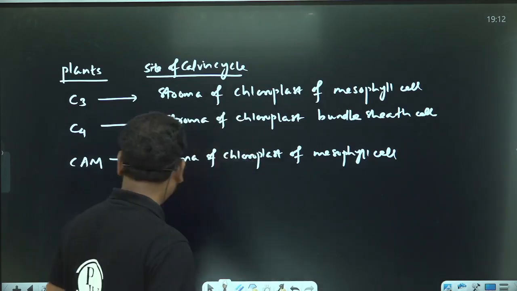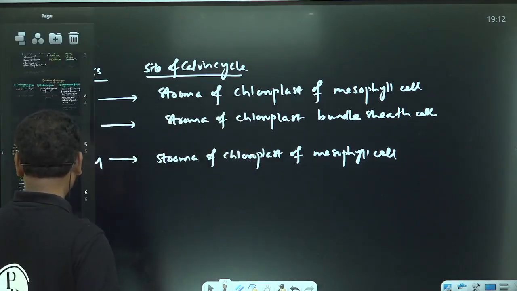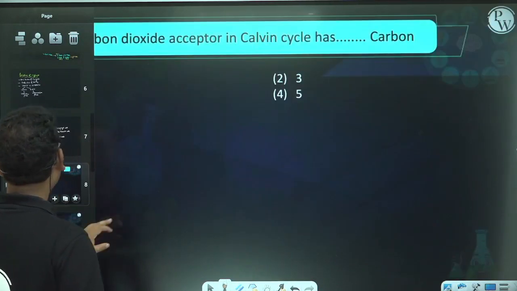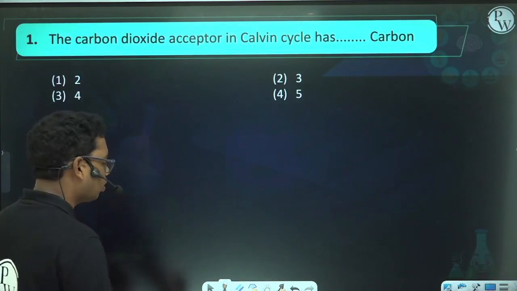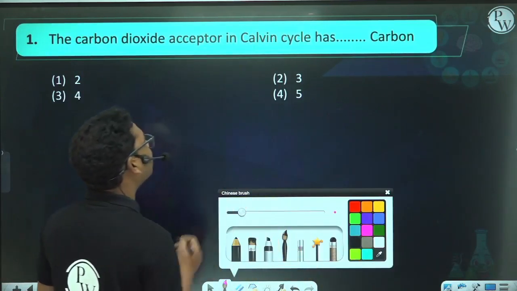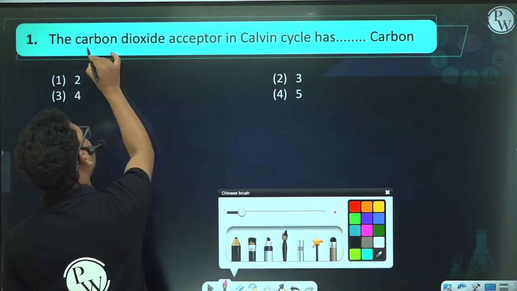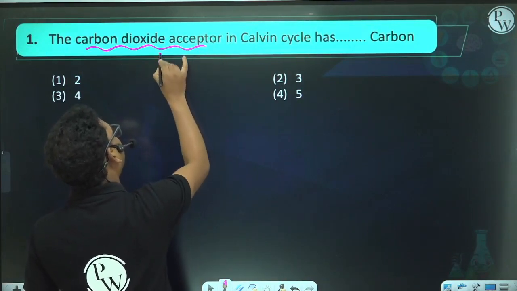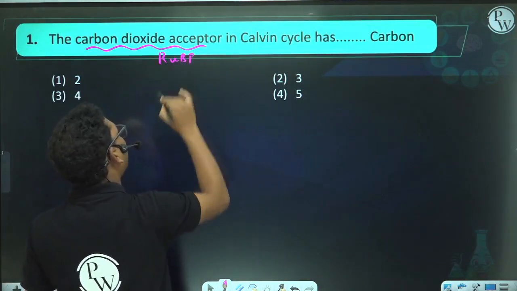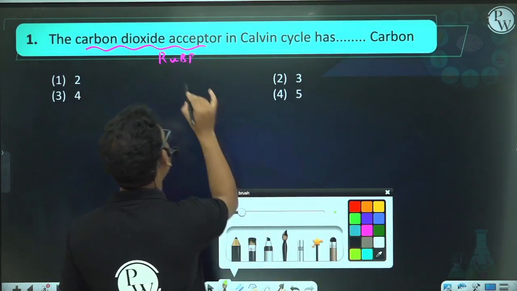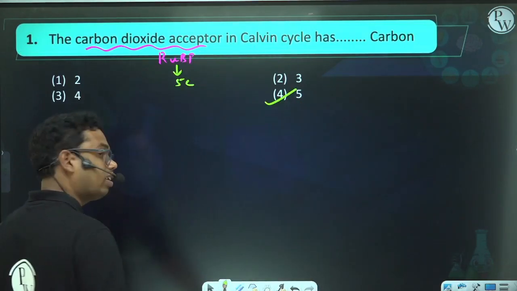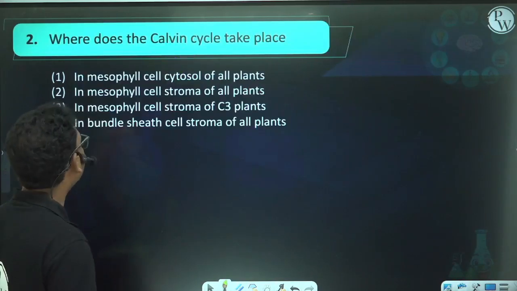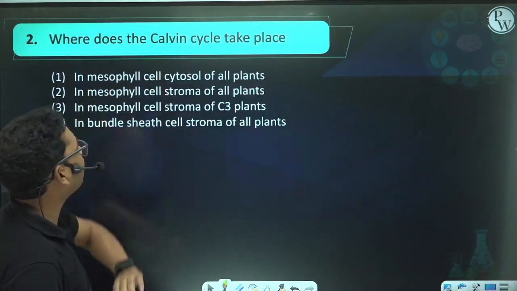Okay, so let us solve some questions which will be helpful to you. The carbon dioxide acceptor in the Calvin cycle has how many carbons? So you know, what is that carbon dioxide acceptor? The carbon dioxide acceptor is nothing but RuBP. And we know RuBP has 5 carbons. So the answer will be option 4. Clear? Great.